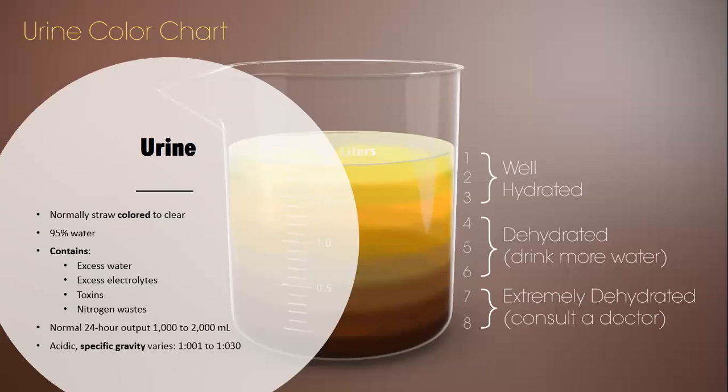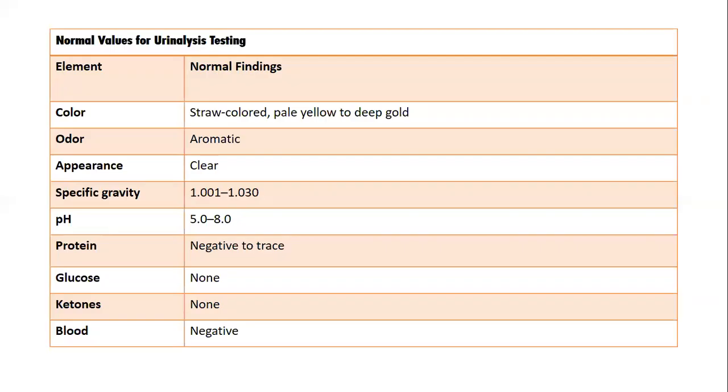It is acidic, and specific gravity varies from 1.001 to 1.030. Normal values for urinalysis testing: color straw colored or pale yellow to deep gold; odor aromatic; appearance clear; specific gravity as mentioned; pH 5 to 8; protein negative to trace; glucose none; ketones none; blood negative.